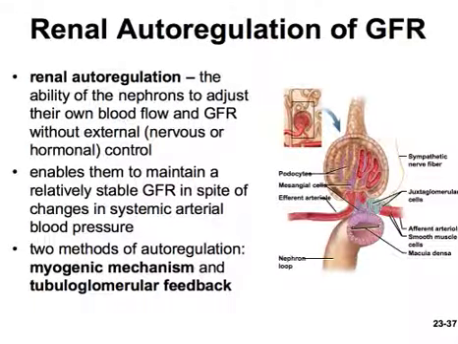In renal autoregulation, the nephrons adjust their own blood flow, and thus GFR, without any external nervous or hormonal control. This enables them to maintain a relatively stable glomerular filtration rate, in spite of changes in systemic and arterial blood pressure. There are 2 methods, the myogenic mechanism and the tubuloglomerular feedback mechanism.